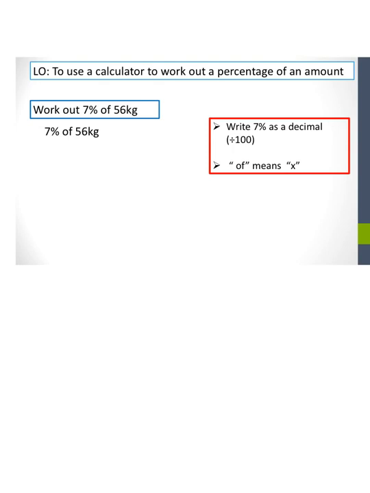Well, if we're answering this, 7% of 56 kilograms, we would write out 7% of 56. We would change our percentage here into a decimal by dividing by 100. So 7 divided by 100 would give us 0.07 of, in maths means times, and 56 kilograms. And using your calculator, we would write 0.07 multiplied by 56. That would give us 3.92 kilograms. Don't forget your units.